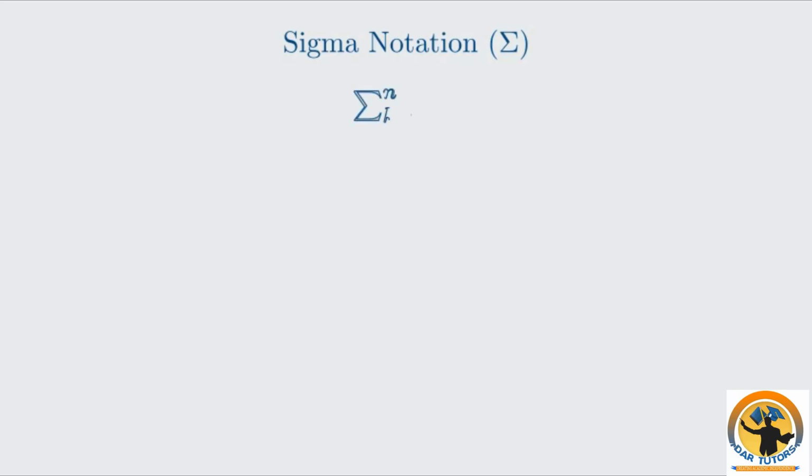A typical sigma notation expression looks like this. Let's examine each part. u sub k is the general term of the sequence. It's a formula that tells you how to find any term in the series. The k is called the index of summation. It's a variable that we substitute into the general term. The number below the sigma, k equals 1, is the lower limit. It tells us where to start our summation. In this case, we start with the first term.